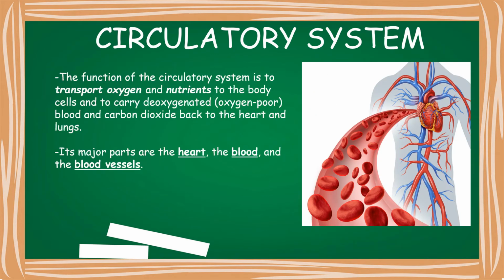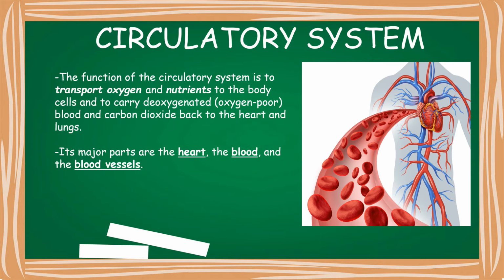Circulatory system. The main function of the circulatory system is to transport oxygen and nutrients to the body cells and to carry the deoxygenated, oxygen-poor blood and carbon dioxide back to the heart and the lungs. So its main function, through the help of the respiratory system, is to transport oxygen.